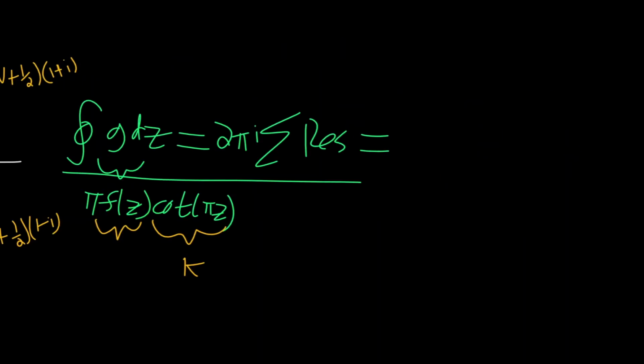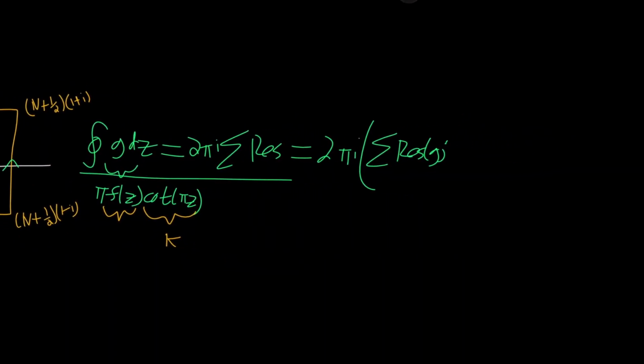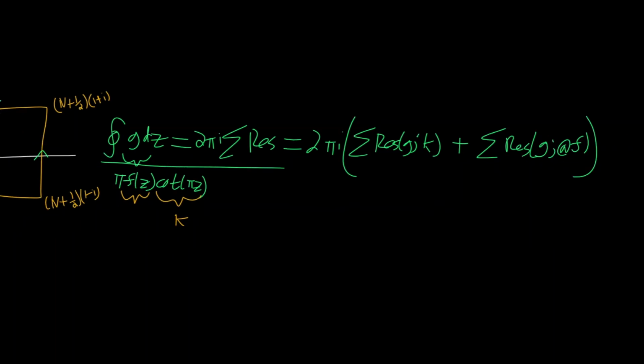We can say that this is equal to 2 pi i times the sum of the residues of g at our integer k, plus the sum of our residues of g at the poles of f. So I'm just going to say at f to shorten that up. And you'll see here something that's very interesting. This 2 pi i times the residues of g at k, well, we just evaluated this. We know that this right here is just f of k.